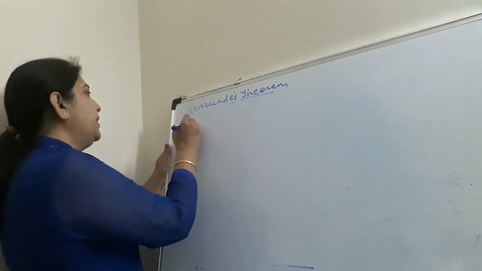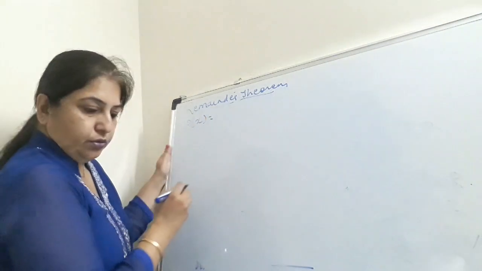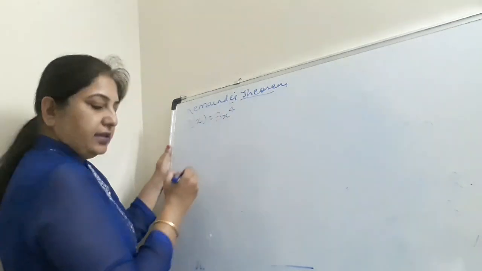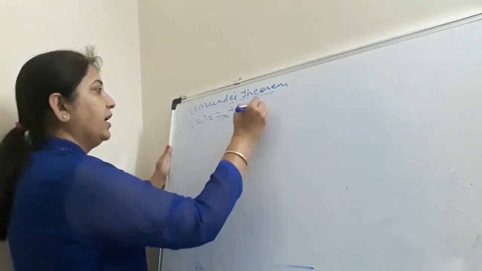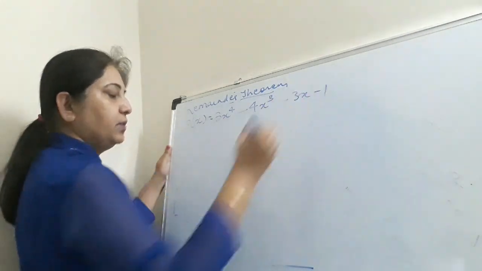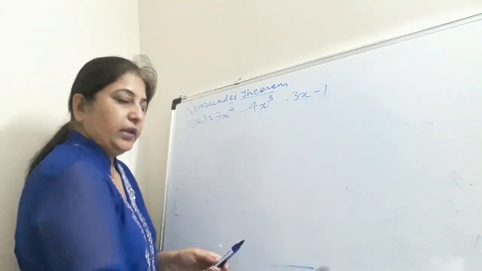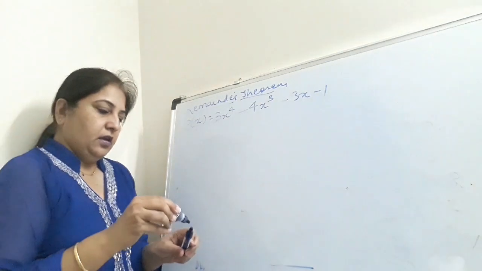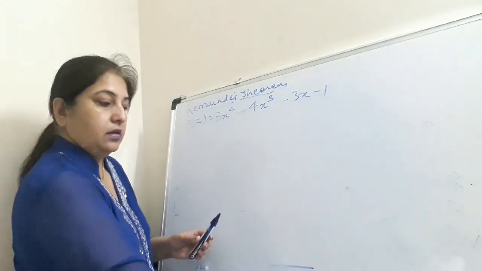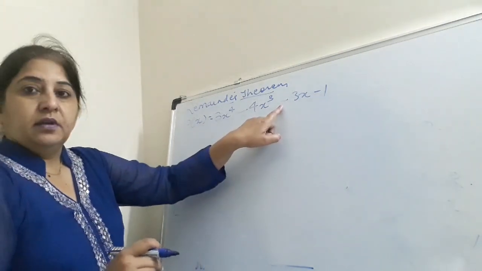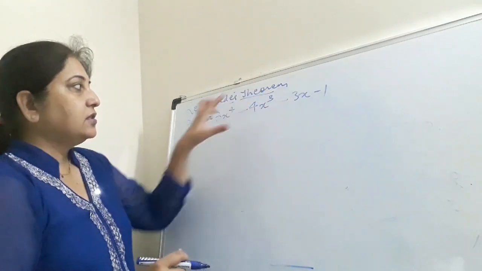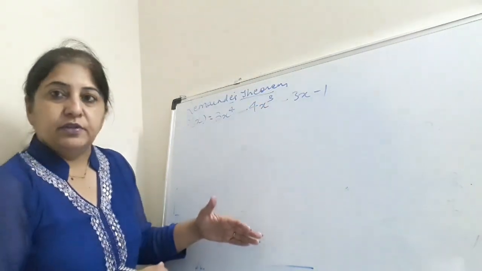Divide P(x). P(x) is equal to 3x to the power of 4 minus 4x cube minus 3x minus 1. Now look at the question carefully. Do we have all the powers of x? No, one is missing here, right? So we will leave one little place to complete the division, okay?